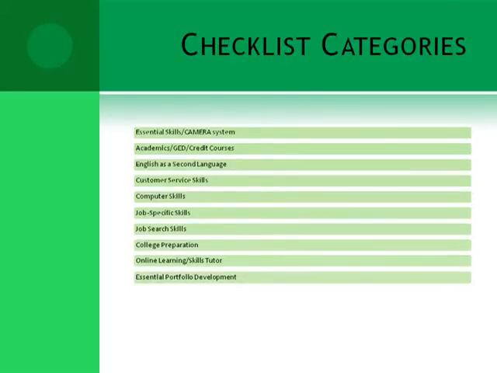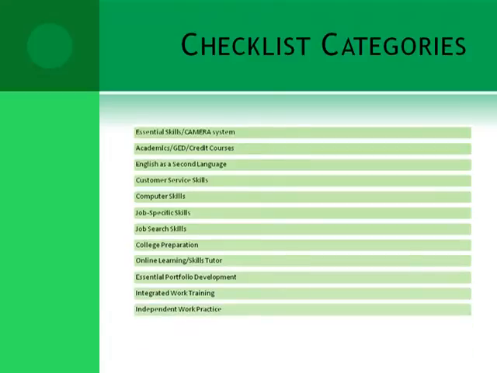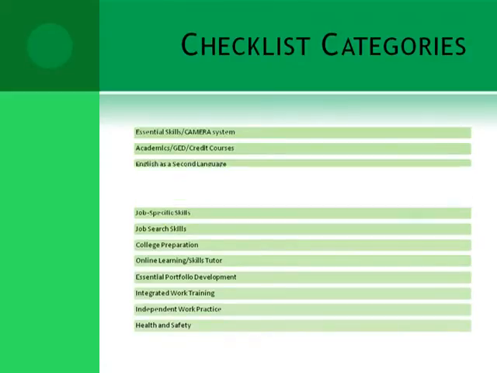Essential portfolio development. As mentioned previously, all students enrolled in Workplace Essentials or College Essentials will leave with a portfolio of demonstrated skills. Integrated work training and independent work practice are our new volunteer employment opportunities. I will discuss the differences between them and the benefits of both shortly. Health and safety training. Career Essentials was part of the working group at the WSIB to create Safeability, a health and safety awareness training program for persons with disabilities. Ensuring our students don't get re-injured at the workplace is a major priority for us.